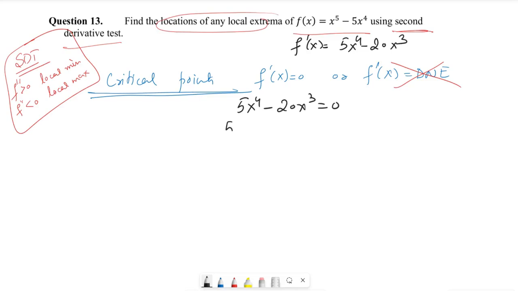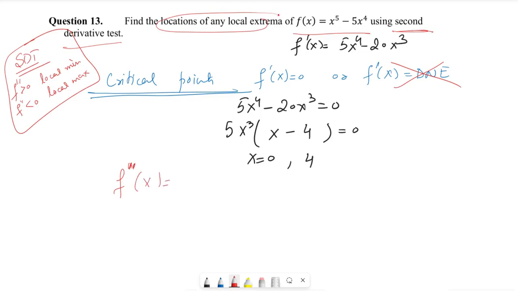I think 5 is common, x cubed is common. What's left on the first part? x, minus 4 times 5 is 20, equal to 0. x is either 0 or x is 4. Okay. Now we find the second derivative. Why? Because we need to use the second derivative test.